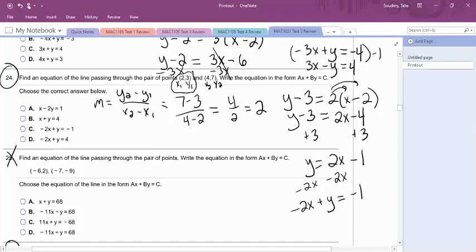And is that answer listed? Yes, you just said it's answer C. Very good. If it wasn't there, what could you do? Multiply by -2 or by -1, to see if that was there. Good.